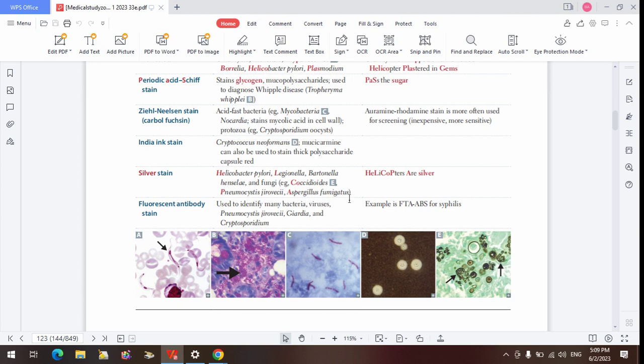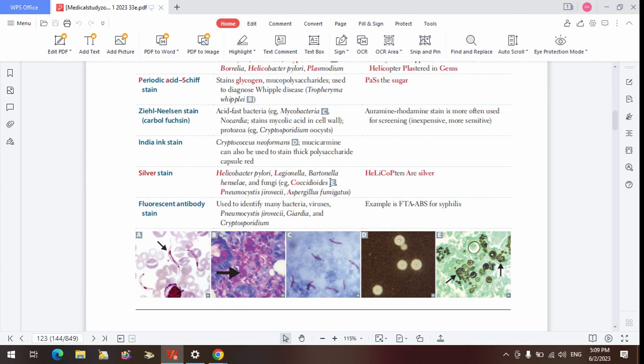And it appears green. So once you see something that appears green like this, that's silver stain. Silver stain appears green. You can also use it for the other ones, like Helicobacter, Legionella, and Bartonella. So once you see silver stain, there's no code for the fungi. Just remember fungi. Silver is fungi.